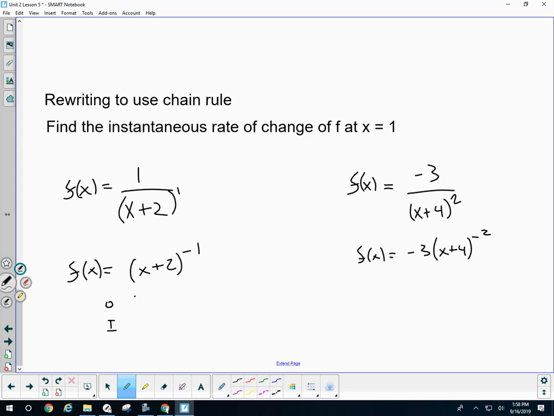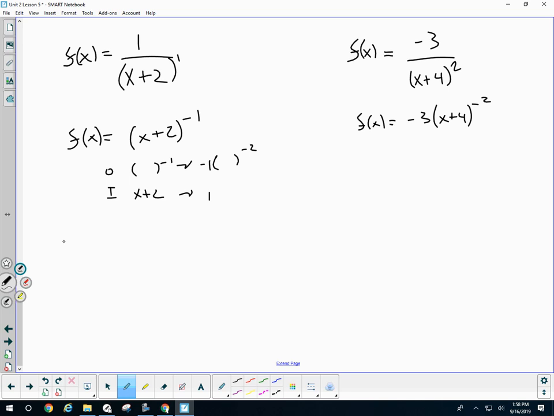The outside is a negative first power, the inside is x plus 2. The derivative of the inside is just 1. The derivative of the outside is negative 1 to the negative second. I can easily, using the chain rule, write the derivative of 1 over x plus 2. Negative 1, x plus 2 to the negative second, times 1. I'm done.